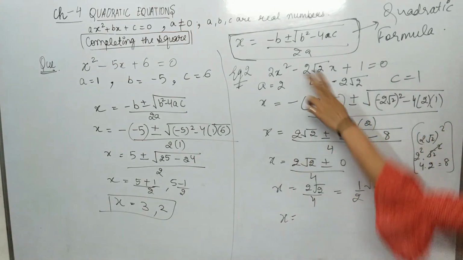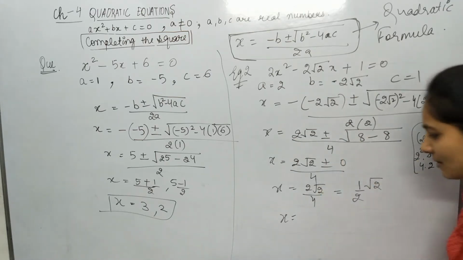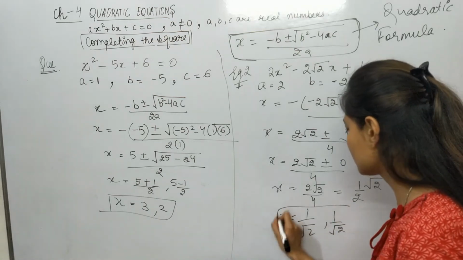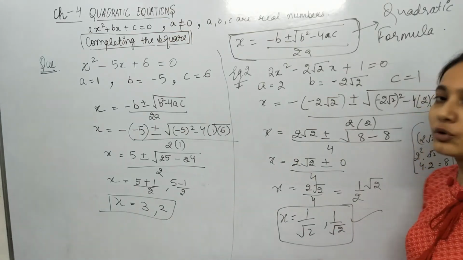x will be having two values because it is a quadratic equation. So in this case, both the two roots are the same, and that is equal to 1 by 2 root 2 or 1 by root 2. These two are the values of x and the roots of the quadratic equation. In this case, the roots of the quadratic equation came out to be the same.